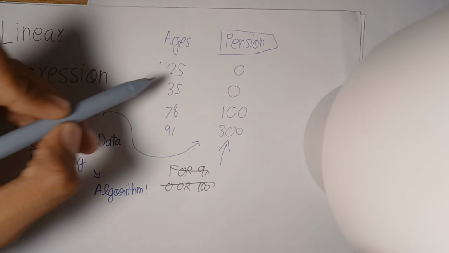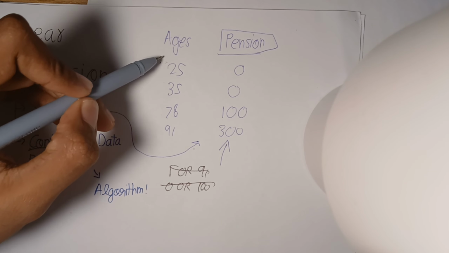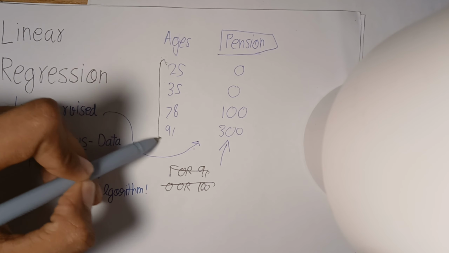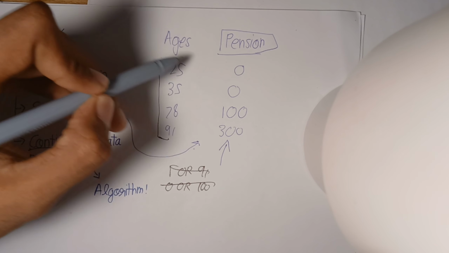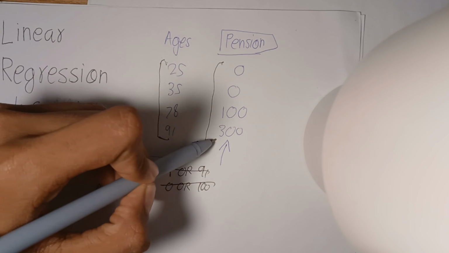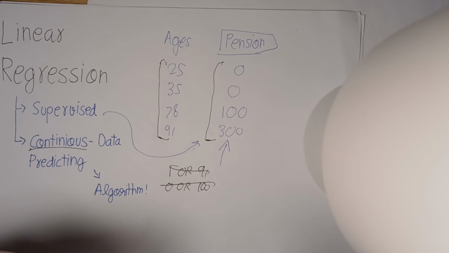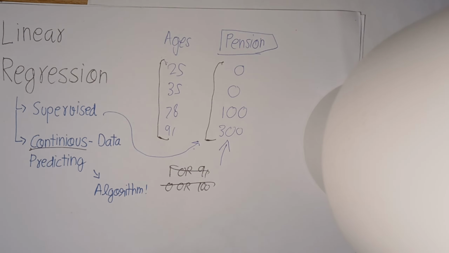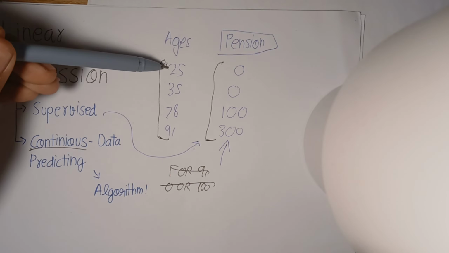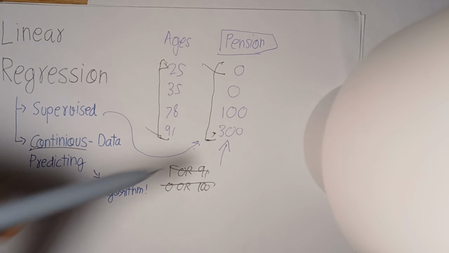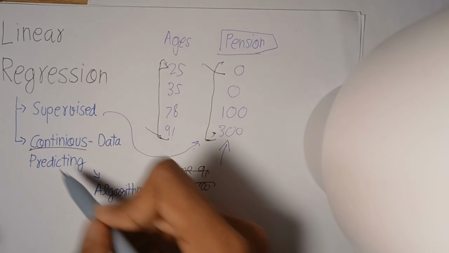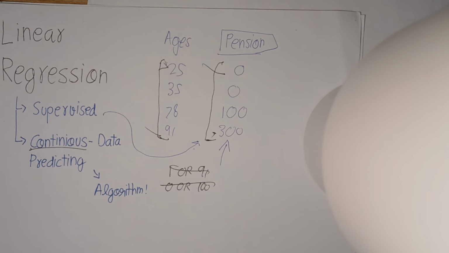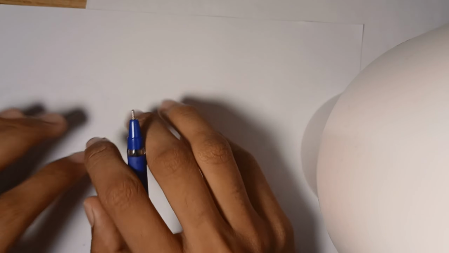My ages, for example, in this data set, lie in the range between 25 and 91. My pension here lies in the range of 0 to 300. So when my data is not limited to a certain set of categories, and it can be any value in between a certain fixed range, that is what we call continuous data. As simple as that. Now returning to linear regression.